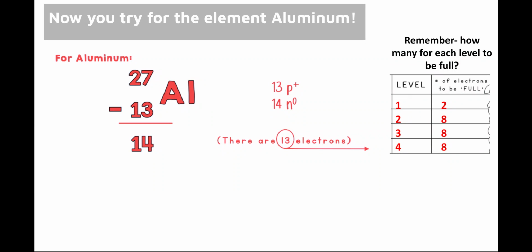All right, you try this on your own for aluminum, same process. What's the atomic number of aluminum? What's the atomic mass? Do a little bit of math, write your letters in the middle, and then follow the rings rule to fill it up to match the number of protons. So pause the video here while you draw that.